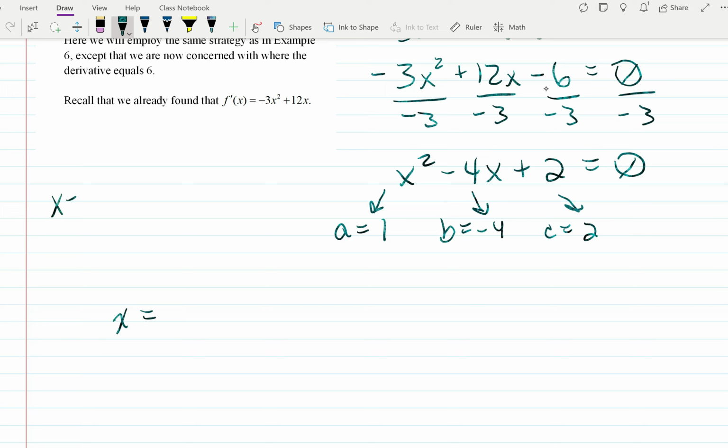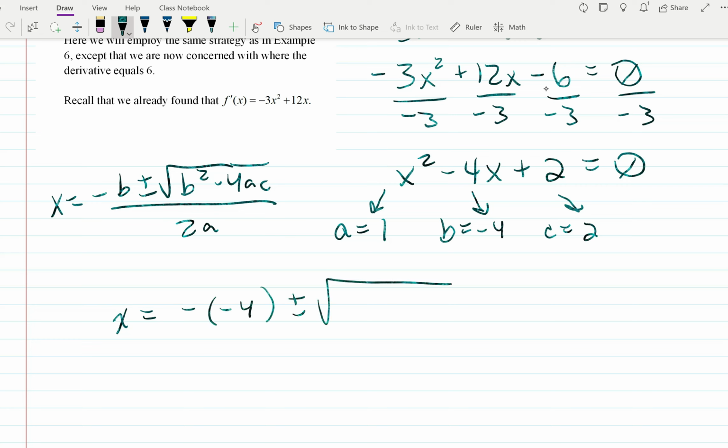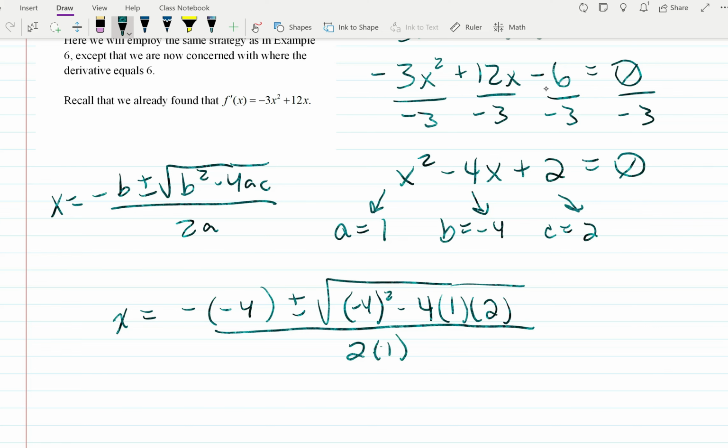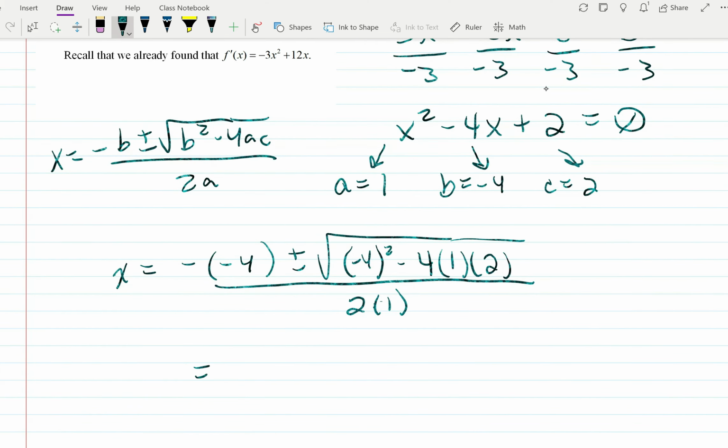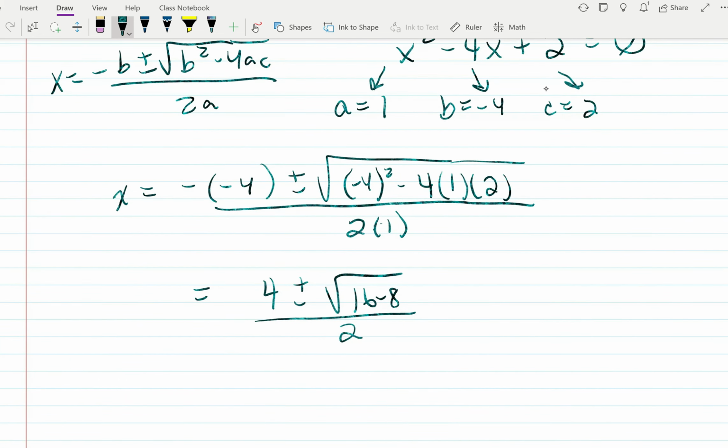So the formula is x equals negative b plus or minus the square root of b squared minus 4ac, all over 2a, if you didn't remember. Negative of negative 4, plus or minus the square root of negative 4 squared minus 4 times 1 times 2, all over 2 times 1. All right, so we do some number crunching and we get 4 plus or minus the square root of 16 minus 8, over 2.